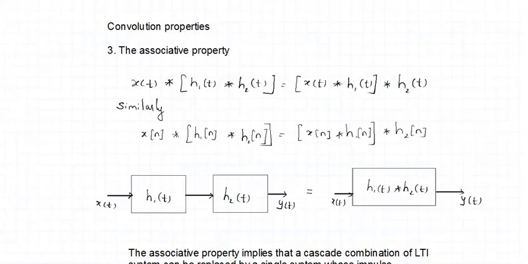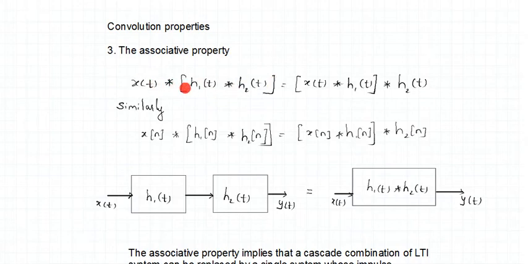Moving to the next property, the associative property. What associative property says is, if you have x(t) convolved with h1(t) convolved with h2(t), what is the meaning of this left hand side of the equation? With the bracket shown here, it means that you perform convolution of this part of the system first, and the result of that convolution you convolve with x(t). So you perform convolution of h1(t) with h2(t), and whatever the result is, you then convolve with x(t) and get the result of the left hand side.